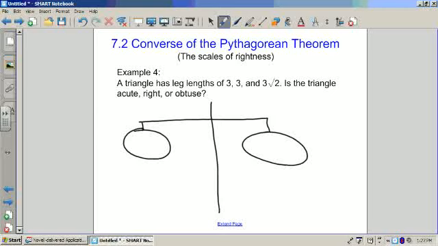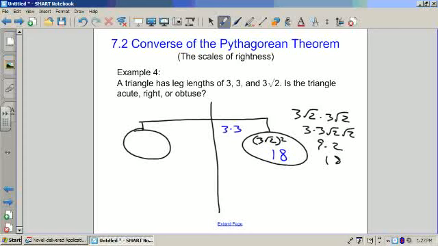And so on the right-hand side, I'm going to have 3 times the square root of 2, squared. Remember, that's 3 times the square root of 2 times 3 times the square root of 2, which is 3 times 3 times the square root of 2 times the square root of 2, which is 9 times 2, which is 18. The easy way for me to do that, I always take the number that's not underneath the radical, multiply it by itself, 3 times 3, and then multiply that product by the number underneath the radical. Works every time. 3 times 3 times 2 is 18.